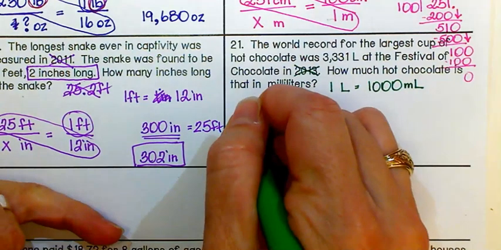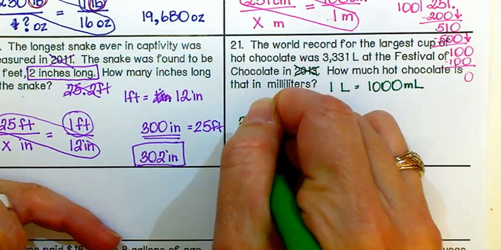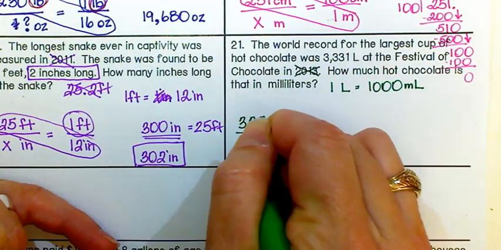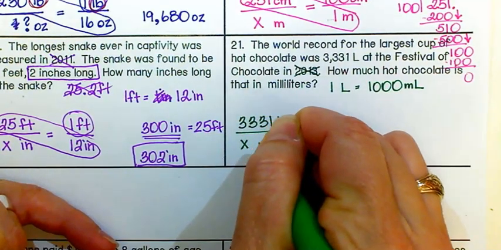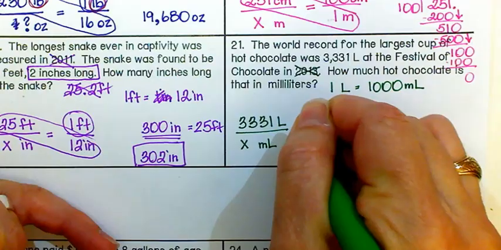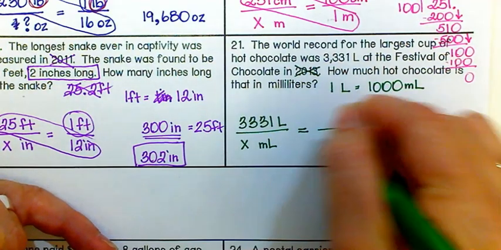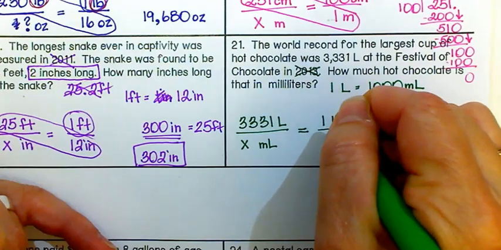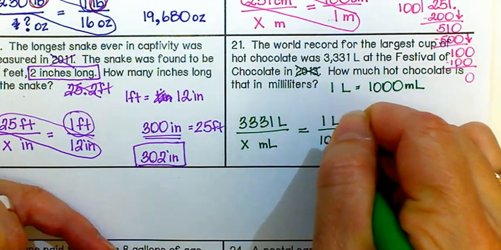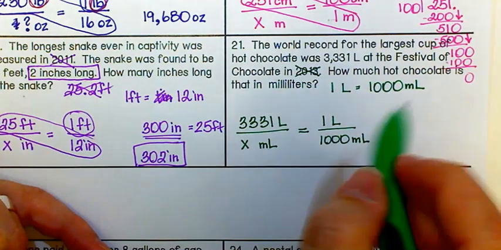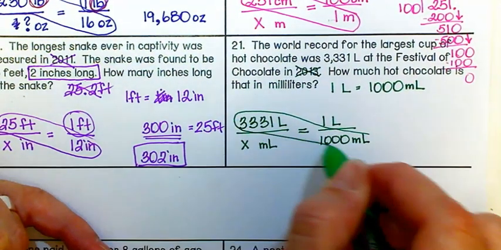And then I'm going to take 3,331 liters. I want to know how many milliliters that is. If I have liters on top in this fraction, make sure you have liters on top in your other fraction. All right, so you have it set up. You want to look for x. You're going to cross multiply.